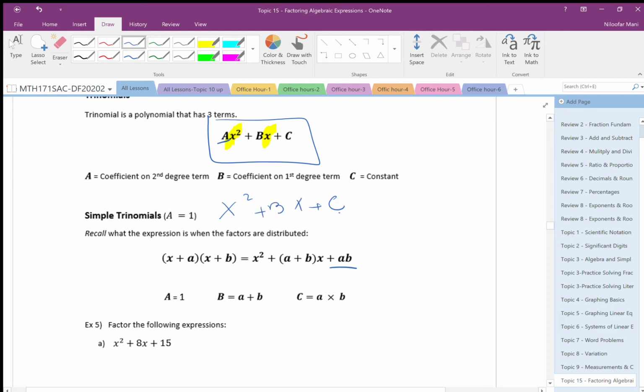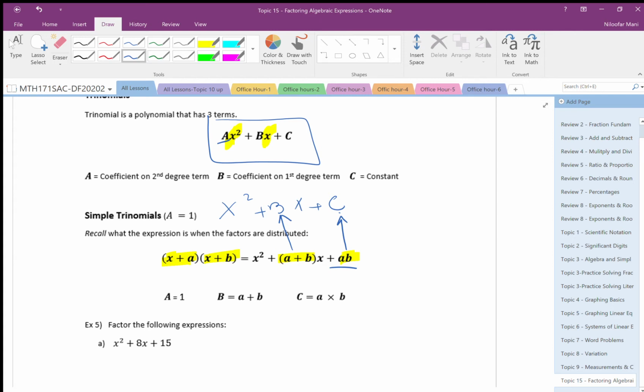So what can I do here? I have to look for two numbers. Look at this. If I multiply x plus a and x plus b, what happens? I have x squared, I have (a plus b)x, and I have ab. So if I can find two numbers that when I multiply them it will be this, and when I add them it will be this, then I can say I found the answer, because I can say x plus a multiplied by x plus b.